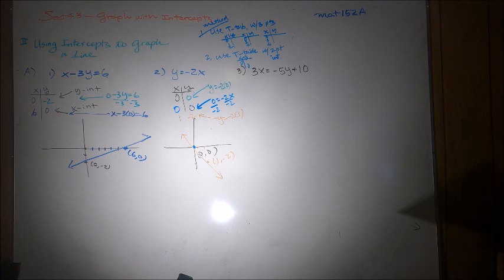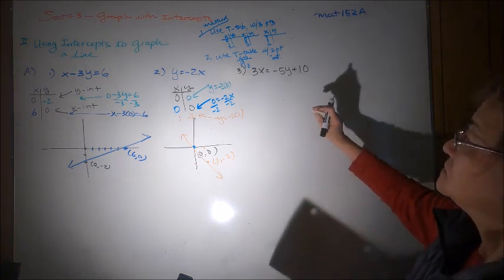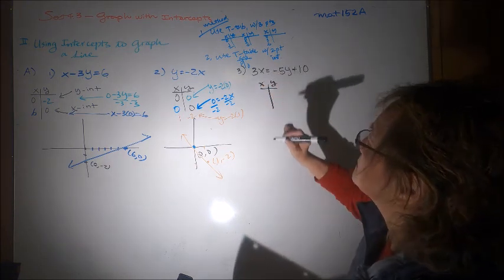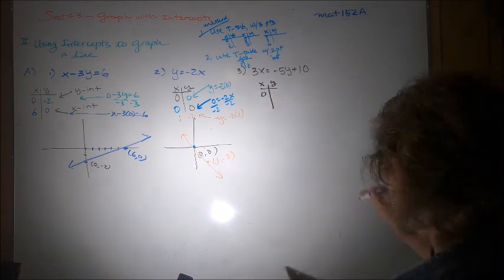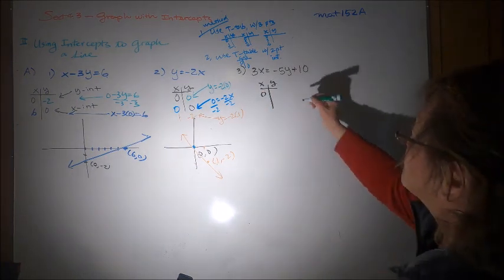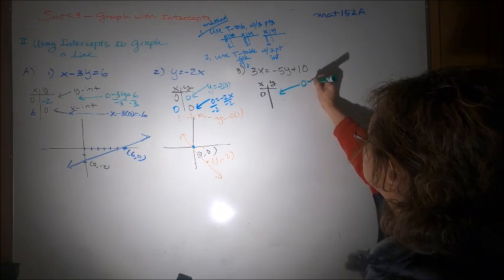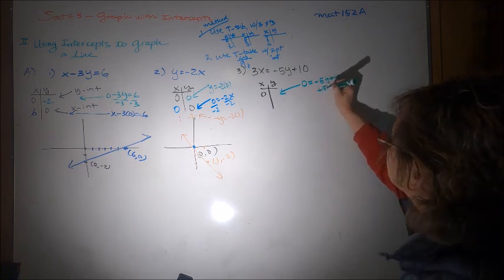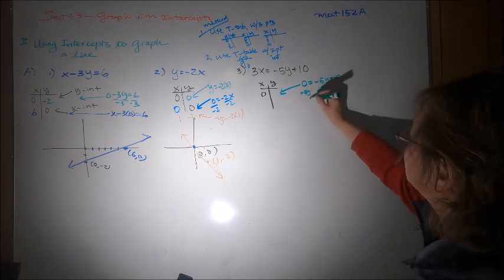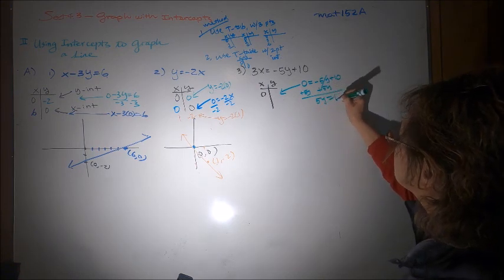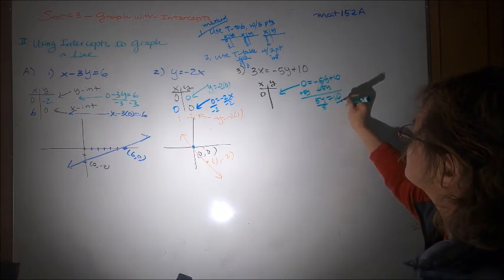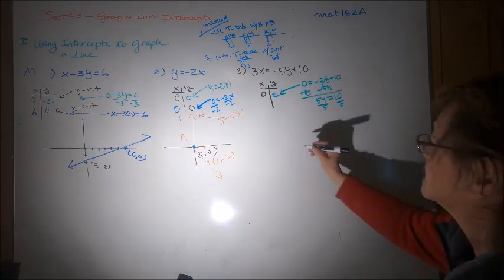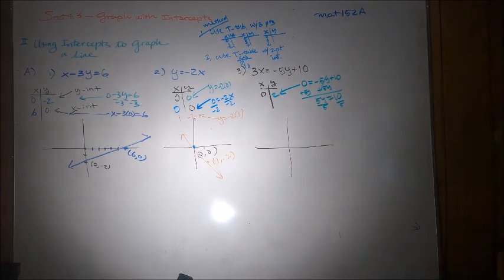Okay? Let's look at the third one. So we have x and y, right? So when your x is 0, that's your y. So when x is 0, you have 0 equals negative 5y plus 10, right? So you plus 5y on both sides. You have what? 5y is 10. Then your y is what? 2.